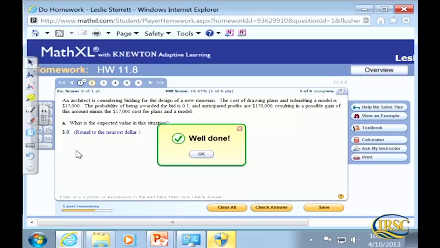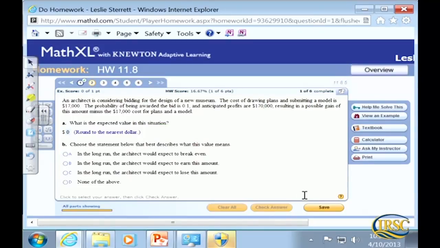Well done. And now it wants you to choose the correct statement for what this means. Okay, so you have choice A, B, C, D. We'll do choice 1, 2, 3, and 4, and I'll read them out to you if it's a little small. Choice 1, in the long run, the architect would expect to break even. Choice 2, in the long run, the architect would expect to earn this amount. Choice 3, in the long run, the architect would expect to lose this amount. And choice 4, none of the above. Okay, so 1, 2, 3, or 4.